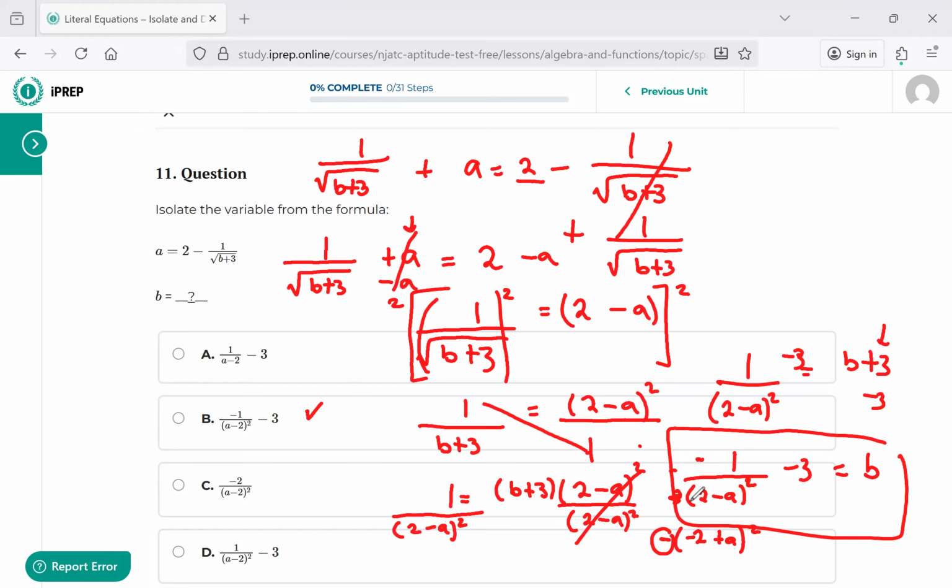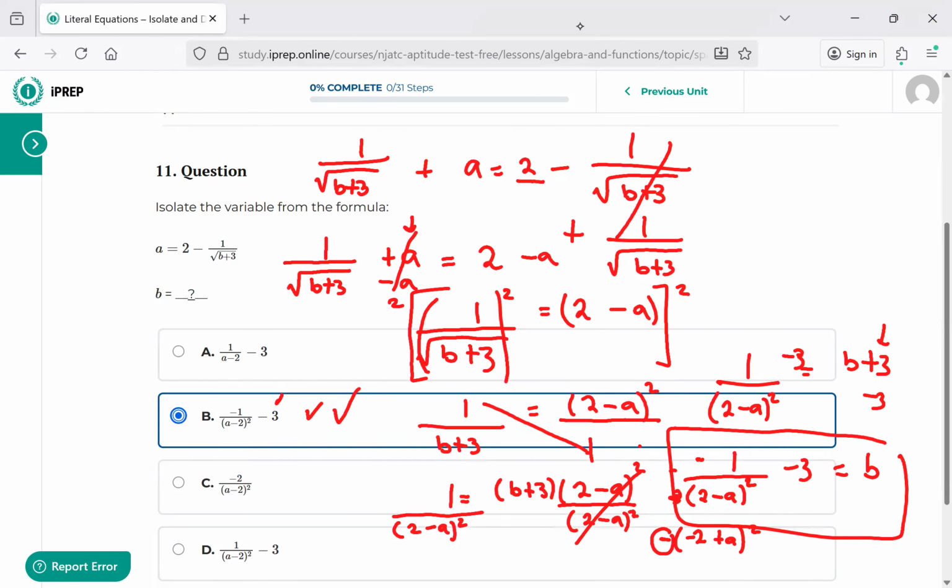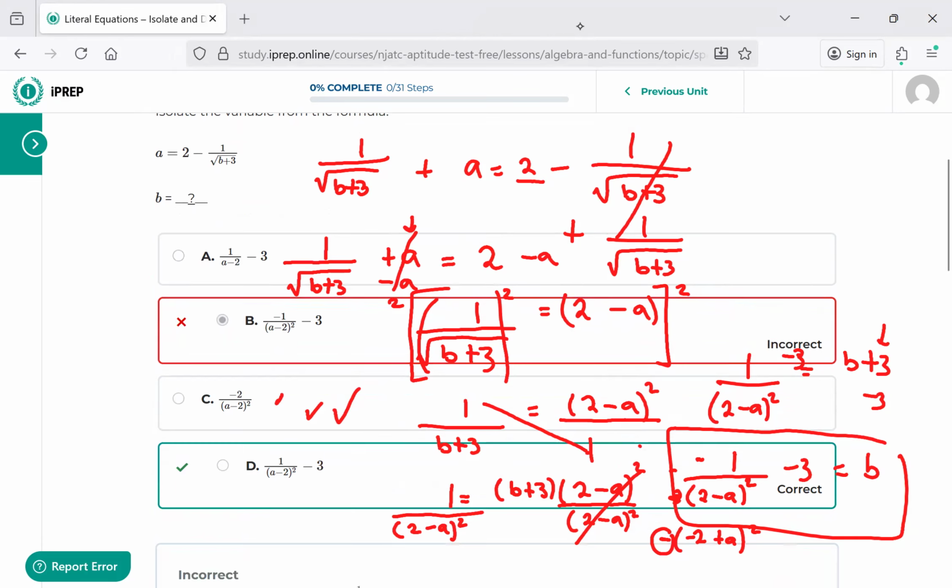Because what happens is I factor out this minus on the bottom, and now I have a positive a and a negative 2, and then that minus can be on the top, and then this negative 3 stays the same. So it looks like it's B. Yeah, let's see if that's correct. Incorrect. The correct answer is D.